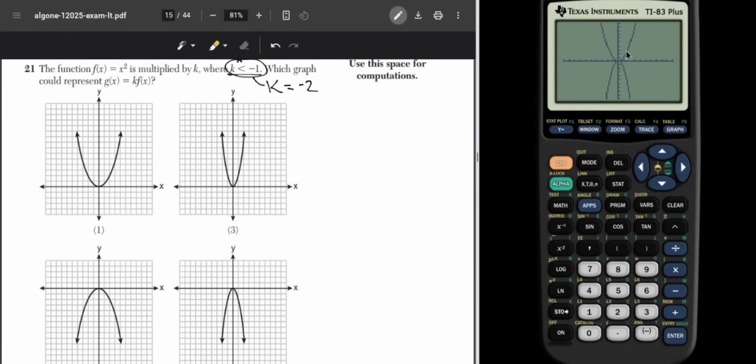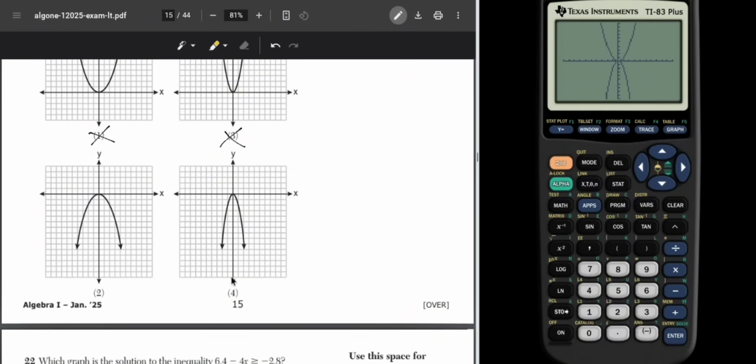So the first change I do notice is that instead of it opening upwards, it opens downwards. So I can eliminate answer choices 1 and 3. Now, is it the same width? No. My second graph, my daughter graph, is narrower than my parent graph. So that is going to leave me with answer choice number 4 for question 21.